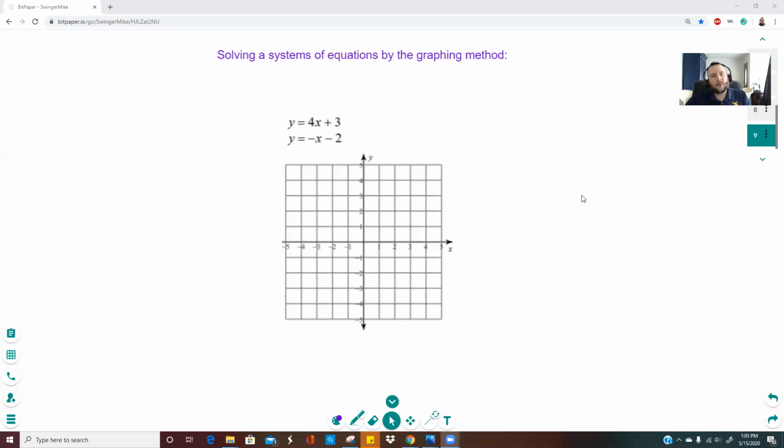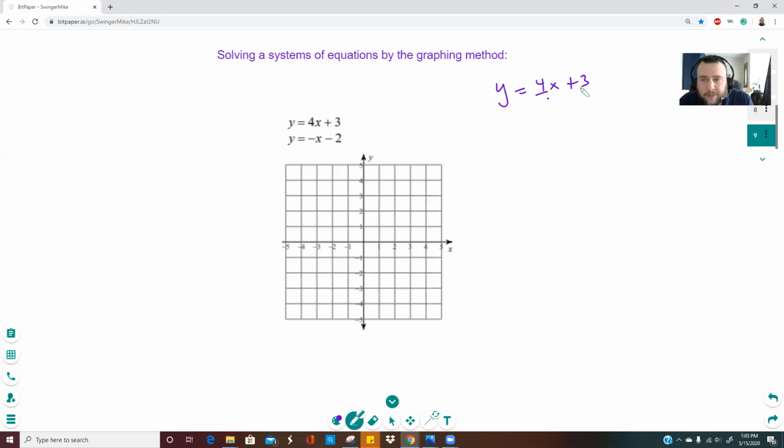Let me share my screen, and here we go. We're going to solve this system of linear equations by the graphing method. All right, so we should already know how to graph, right? We've learned that in previous sections. And so we look at our first equation here. y equals 4x plus 3.